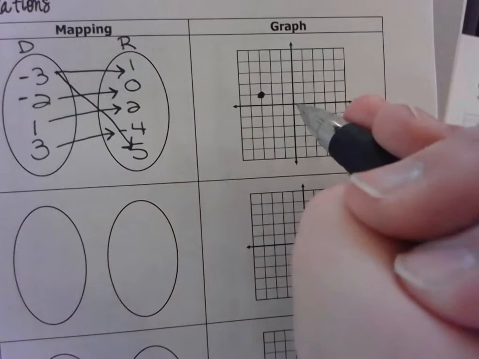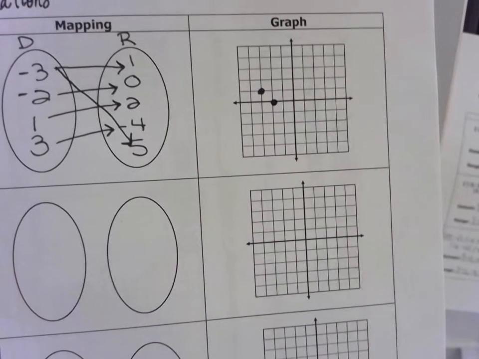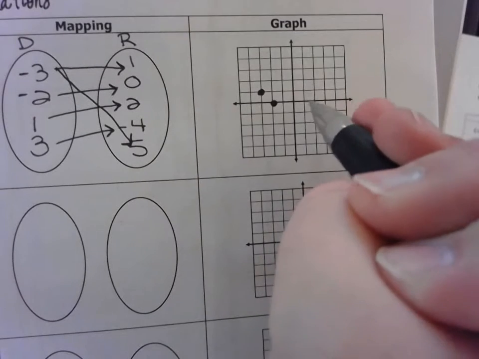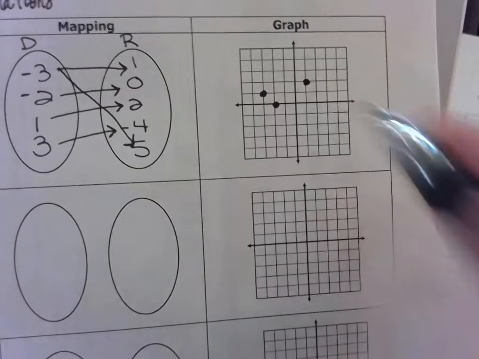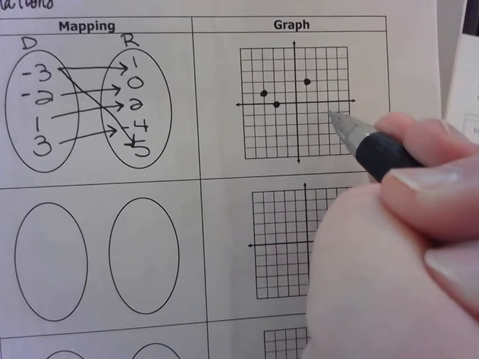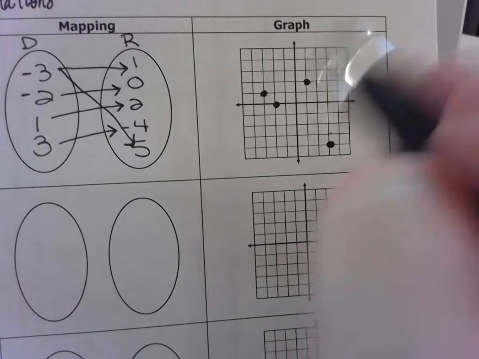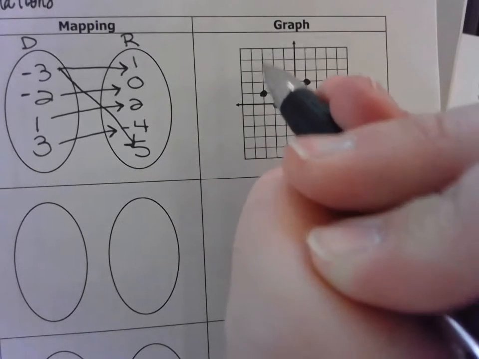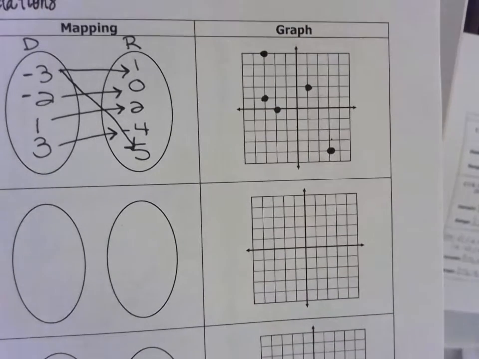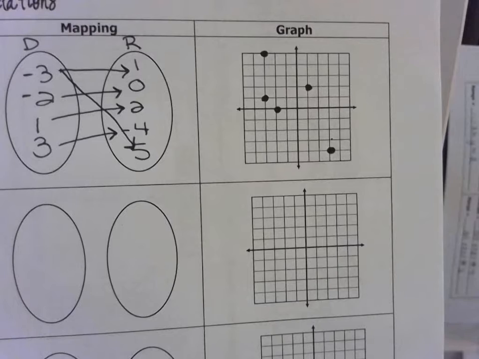-2, 0. How do I graph -2, 0? Left 2. And I don't go up any. My y value is 0, so I don't go up or down any. 1, 2, right 1, up 2. X value of 1, y value of 2. 3, -4, so right 3, down 4. And then -3, 5, so left 3, up 5. Okay, don't connect the points. This is not a line. This is just 5 points, 5 ordered pairs. Okay, any questions on that?